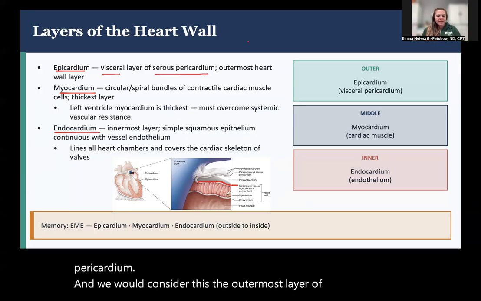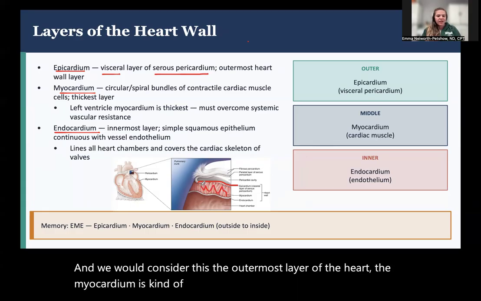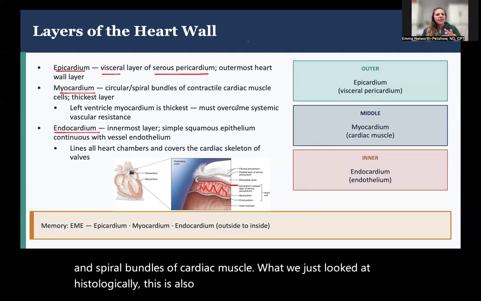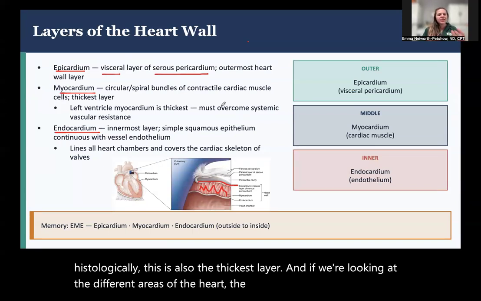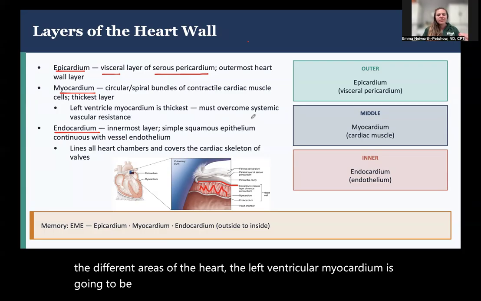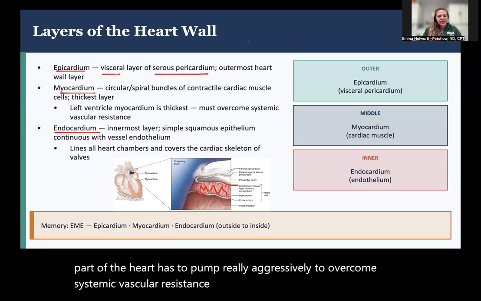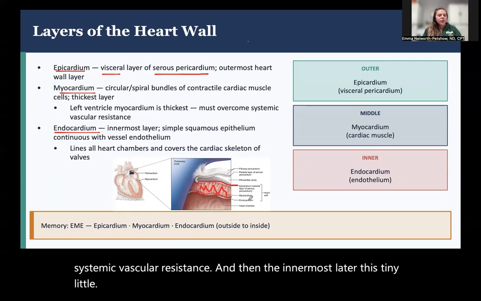The myocardium is this thick muscular layer. This is the circular and spiral bundles of cardiac muscle, what we just looked at histologically. This is also the thickest layer. And if we're looking at the different areas of the heart, the left ventricular myocardium is going to be the thickest overall because that part of the heart has to pump really aggressively to overcome systemic vascular resistance. And then the innermost layer, this tiny little stripe here, is our endocardium.